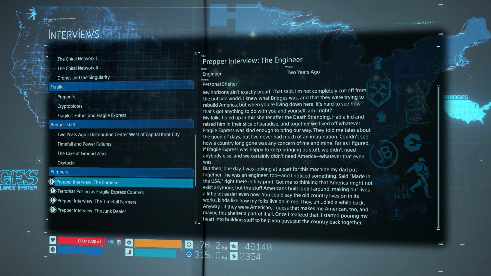Whatever that even was. But then one day I was looking for a part of this machine my dad put together. He was an engineer too, and noticed something. It said, "Made in the USA," right there in tiny print. Got me to thinking that America might not exist anymore, but the stuff Americans built is still around, making our lives a little bit easier, even now. You could say the old country lives on its works, kind of like how my folks live on in me. They died a while back. Anyway, if they were American, I guess that makes me an American too, and maybe this shelter a part of it all. Once I realized that, I started pouring my heart into building stuff that would help you guys put the country back together.